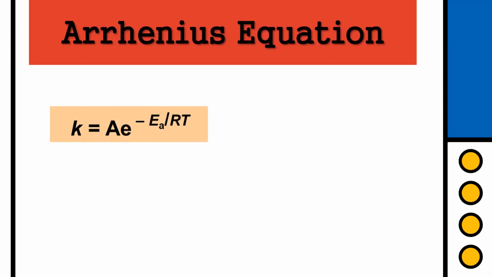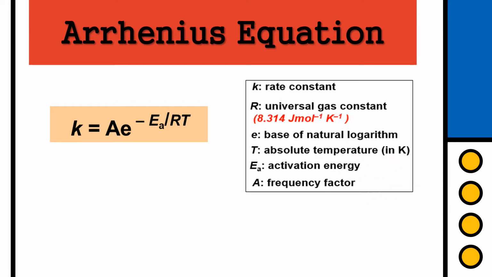So this is the equation for the Arrhenius equation, and what do we have here? K is our rate constant, R is the universal gas constant, and for the value of the universal gas constant here, we will use 8.314 joule per mole per Kelvin. So make sure you choose the correct R value, the correct gas constant. Then e is the base of natural logarithm, T is our absolute temperature in Kelvin, Ea is our activation energy, and A is our frequency factor.